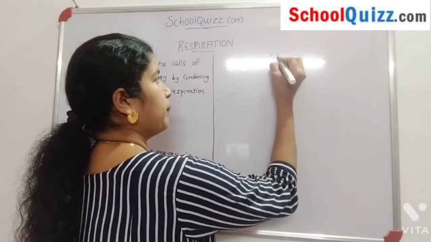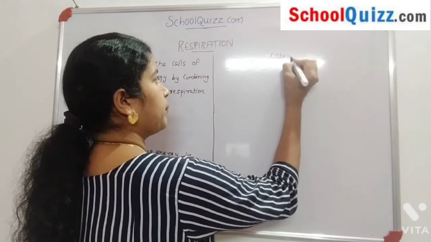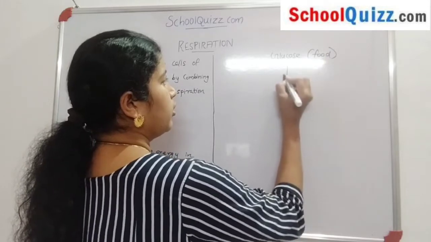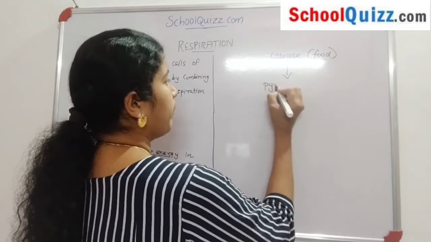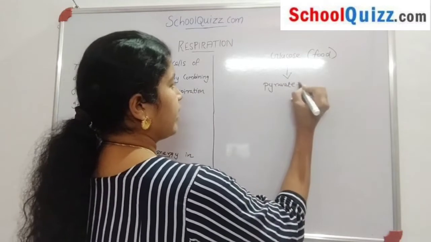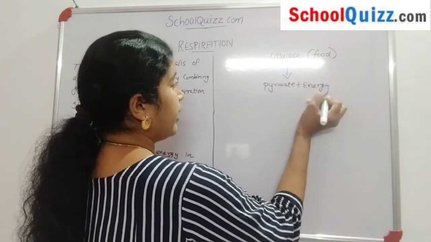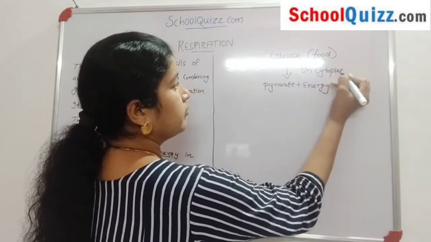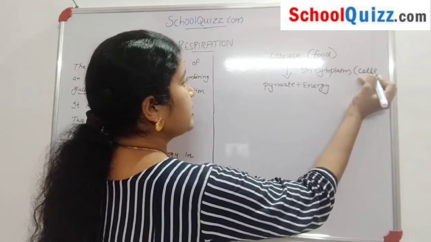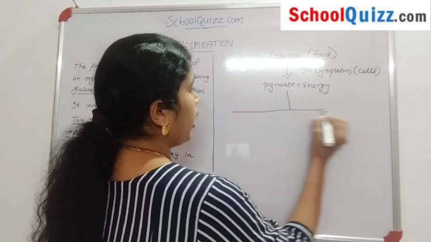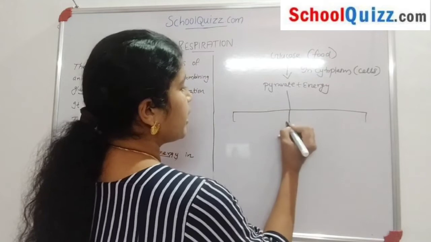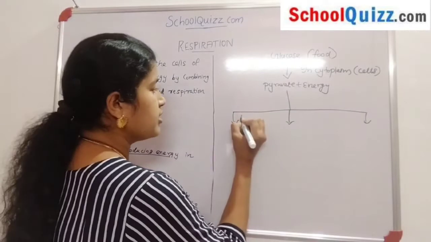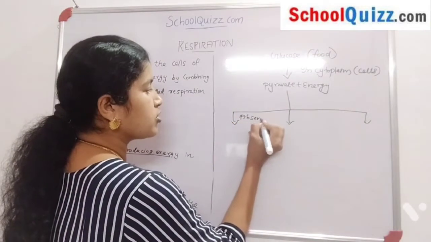Glucose. It is a food. It is divided into pyruvate plus energy inside our cytoplasm, that is inside our cell. And it is further divided into three accordingly the absence, presence and lack of oxygen. So first we can see the absence of oxygen.